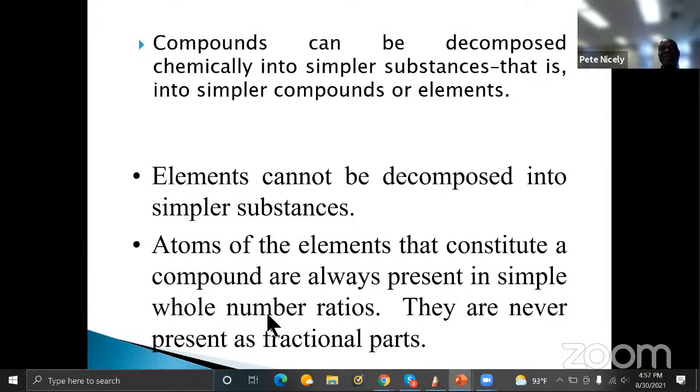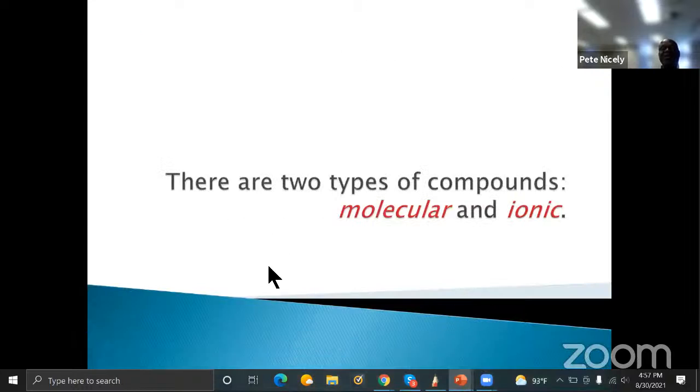So basically, in a particular compound, what you'll find is that the ratio of the different atoms or the atoms of the different elements will be a small whole number ratio. So it could be 1 to 1, 2 to 1, 1 to 2, etc. So you'll never see a fraction of an atom present in a particular molecule. Now, when it comes to the different types of compounds, there are 2 broad categories. You have molecular compounds and you have ionic compounds.